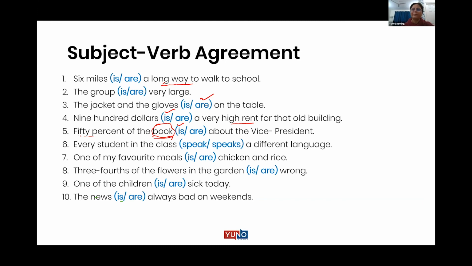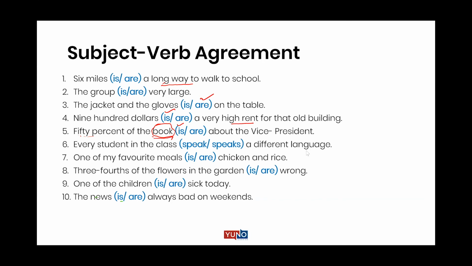There is, book is about the vice president. Getting it now? So that book has probably many chapters. And out of whatever has been written in that book, 50% is about the vice president. Are you getting it now? That's how it is.